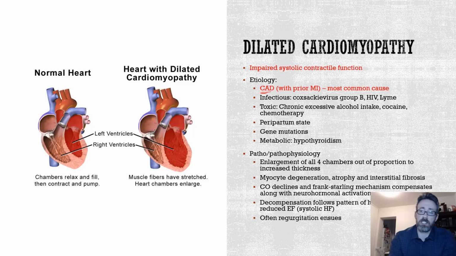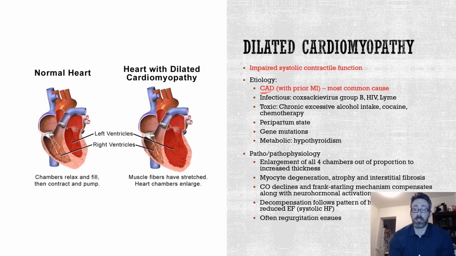The pathophysiology, oftentimes it's enlargement of all four chambers out of proportion to the thickness of the wall. All right, there's myocyte degeneration, atrophy, interstitial fibrosis. Okay, the cardiac output declines. All right, the Frank-Starling mechanism can compensate, and the neurohormonal activation will kick in as well. So you will see a lot of what we see with heart failure. Okay, decompensation follows a pattern of heart failure with reduced EF.